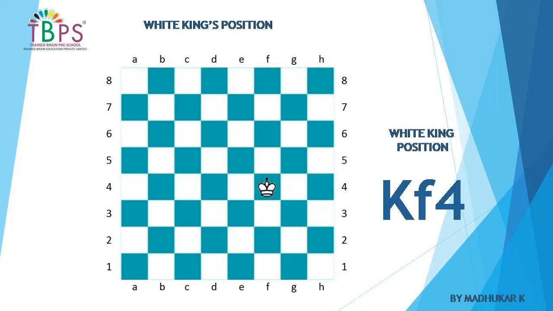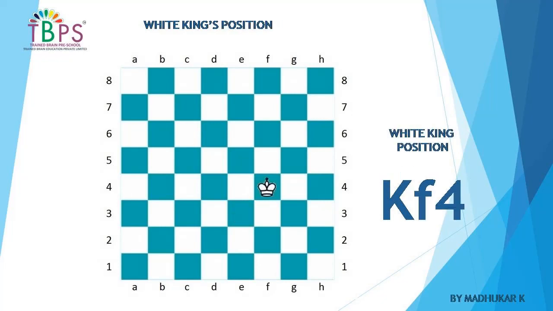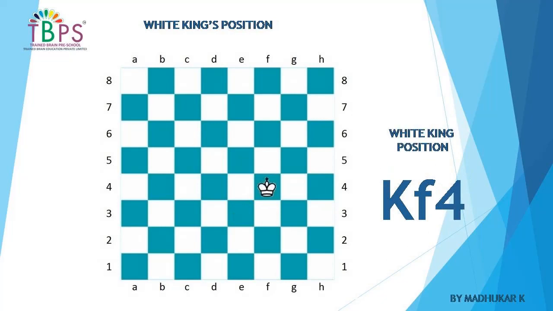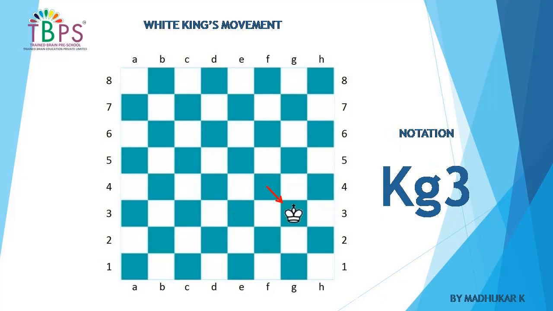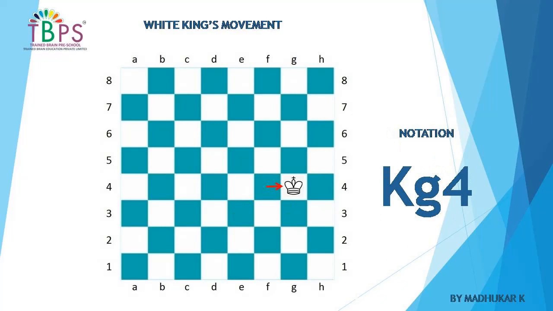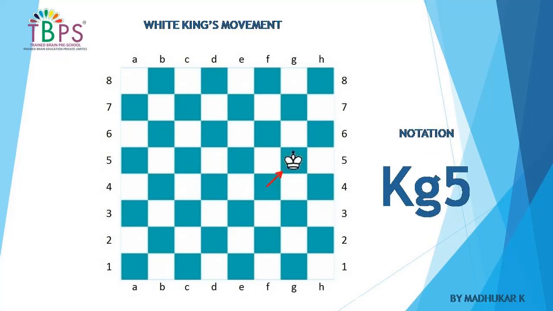This king which is on F4 can move to E3, that is KE3. It can also move to F3. The notation for this move is KF3. It can also move to G3. The notation we have to write is KG3. It can also move to G4, that is KG4. This king can also move to G5, that is KG5.